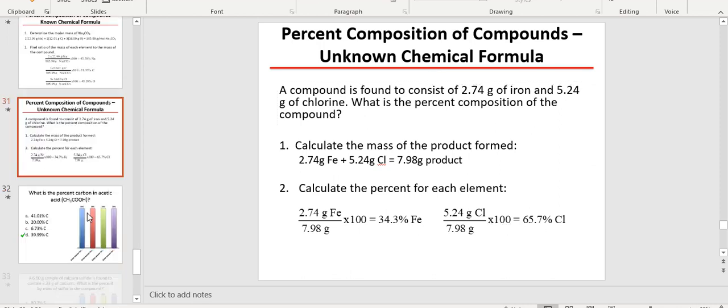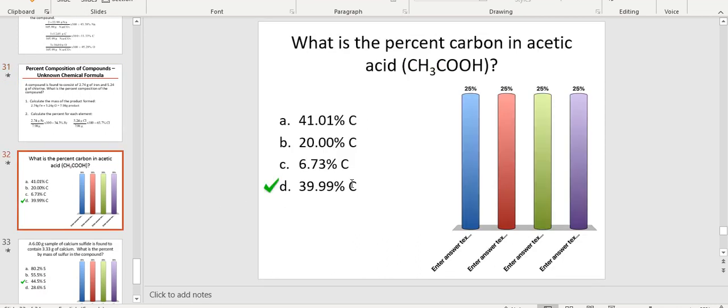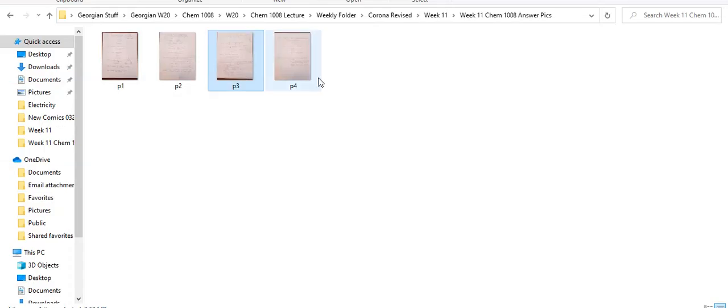Not so bad. What do we got here? What is the percent of carbon in acetic acid? Well, how would you do this? First, you'd have to find the total molar mass of acetic acid, which I think is 60. Okay? And then, how many carbons do I have in here? 2. And carbon has a molar mass of 12. 2 times 12 is 24. 24 divided by 60 is, sorry. I know the answer was on there, but I wanted to show you. Is that it there? Yes.